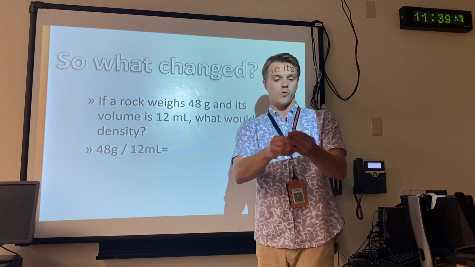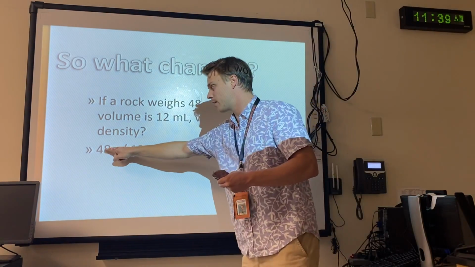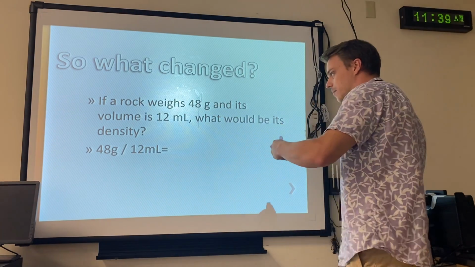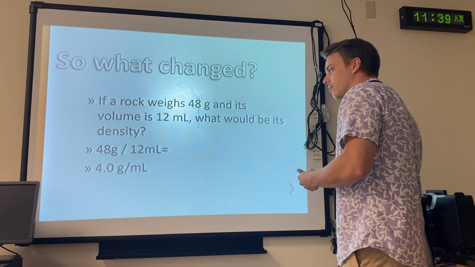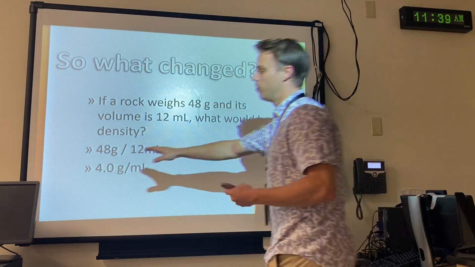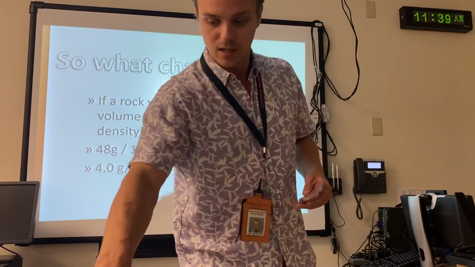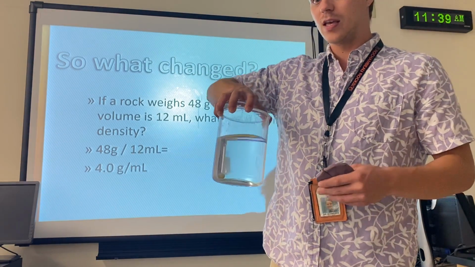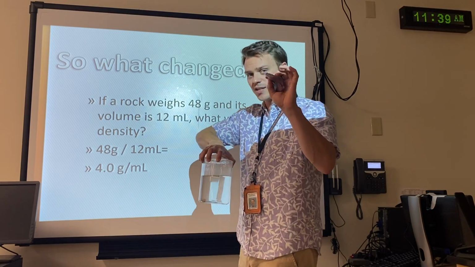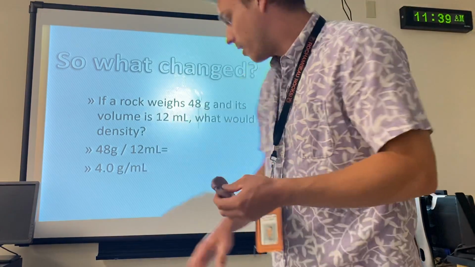So when this was one piece together, its density was 48 grams divided by 12 milliliters, mass divided by volume. And that'll give us, if you plug it into a calculator, 4 grams per milliliter. The density of water is a density of 1, and 4 is greater than 1. So this density is greater than the density of water, so it sinks in water.